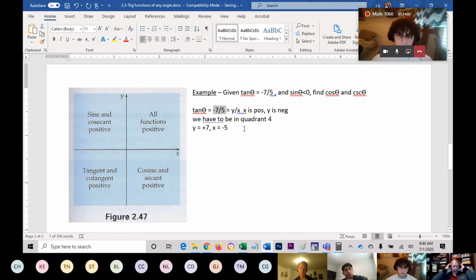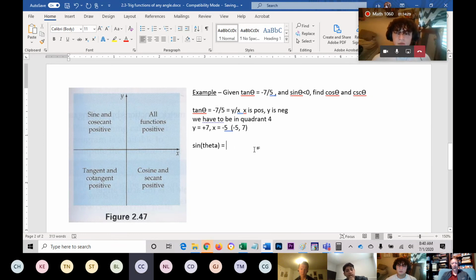So if y is positive 7 and x is negative 5, let's figure out what would be the sine of theta. So essentially we know our coordinates, and if I write this in ordered pair form, it's going to be negative 5, 7.